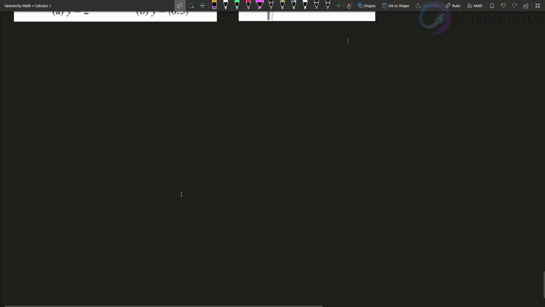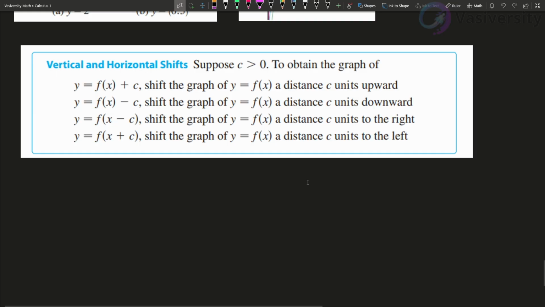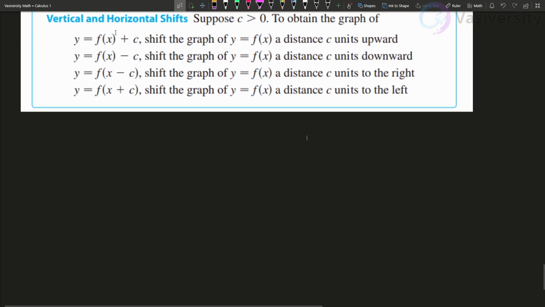In order to modify a function, we can have vertical and horizontal shifts. Suppose c is greater than 0. To obtain the graph of y equals f of x plus c, shift the graph of y a distance of c units upwards; minus c, shift it c units downwards. If c is in parentheses, with x minus c, shift it c units to the right, and x plus c shifts it to the left.